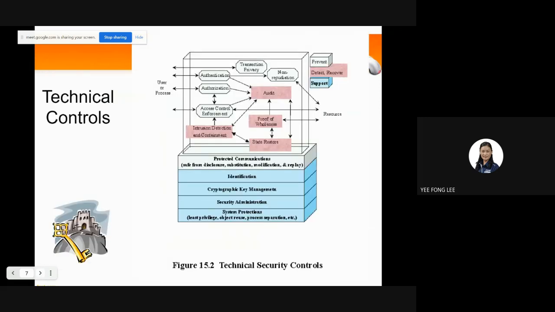Next one, we look at the technical control here. So these are technical security controls, and this diagram shows some typical technical control measures. So you look at the diagram here, the one on the right hand side, you will see this one.